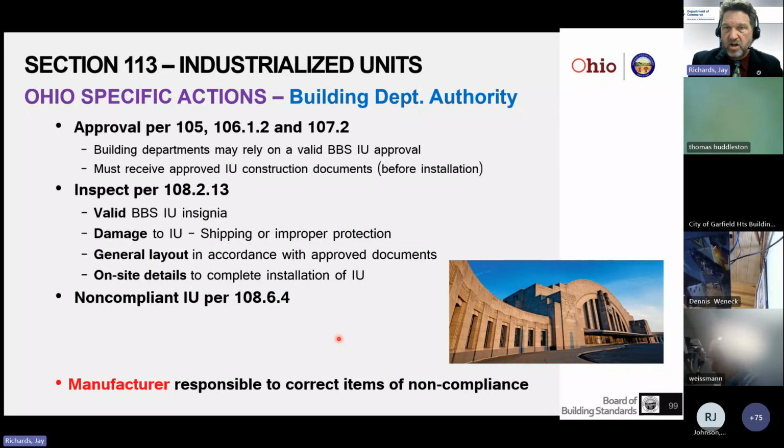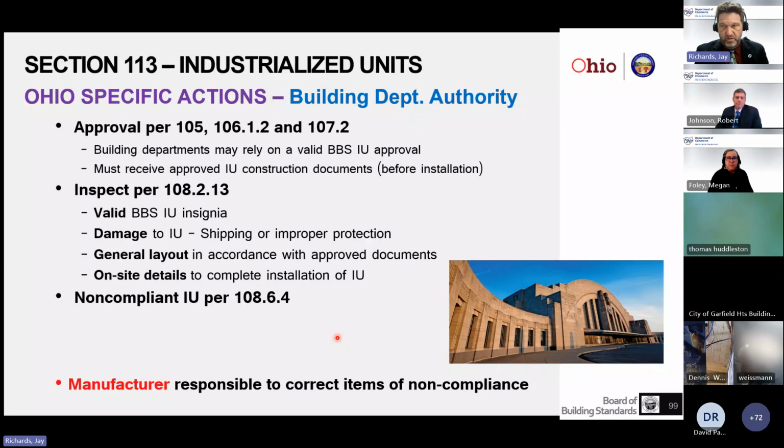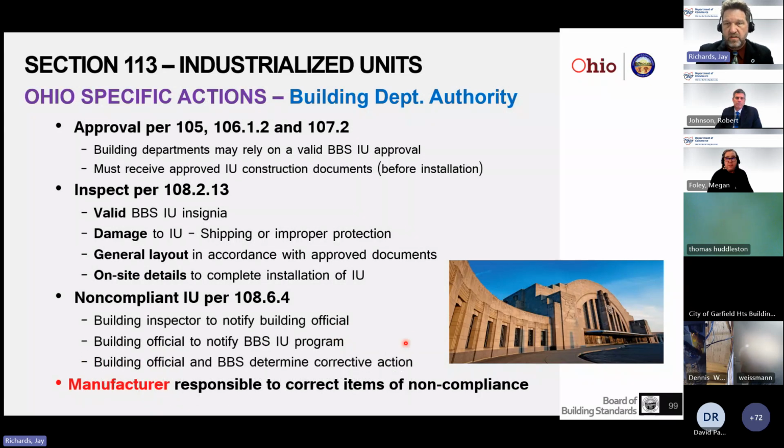And then the other thing is on-site details. So that industrialized unit is a part of a building. It comes in and it gets incorporated into a building. So there's connections at the site that need to be inspected. And then, of course, if you do find things that are non-compliant based on these 4 areas, there's responsibility to notify the building official, notify us down here at the industrialized unit program, and then we'll work with the building official to determine whatever corrective action. And that corrective action is always the responsibility of the manufacturer.